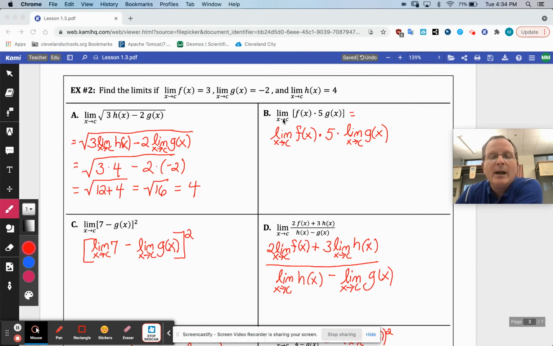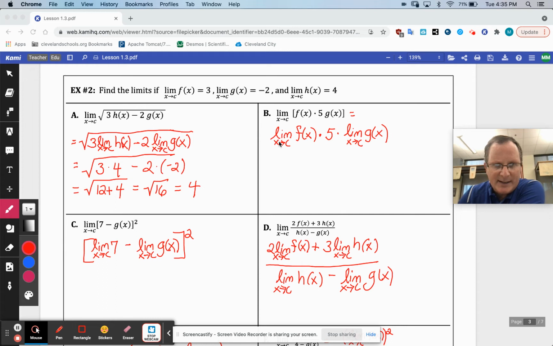All right, so on this one, it's like you're distributing, but you're not really. I'm just assigning the property here where these two multiplied together could be the product of the limits rather than the limit of the product. And then the constant multiple, I just left it alone. You won't assign a limit to that.